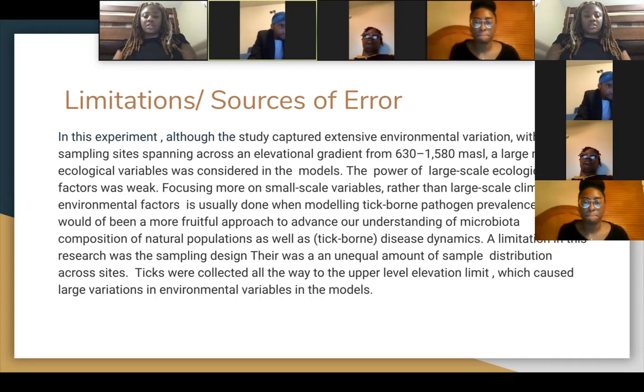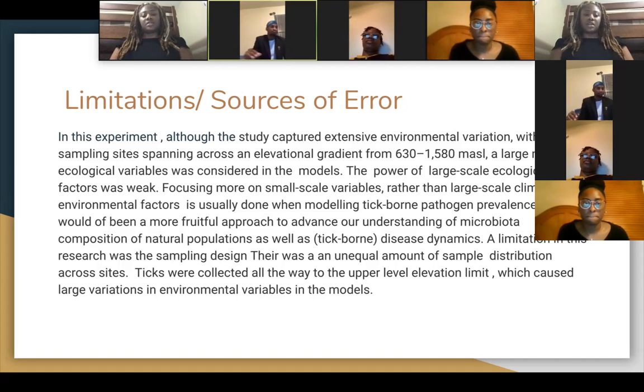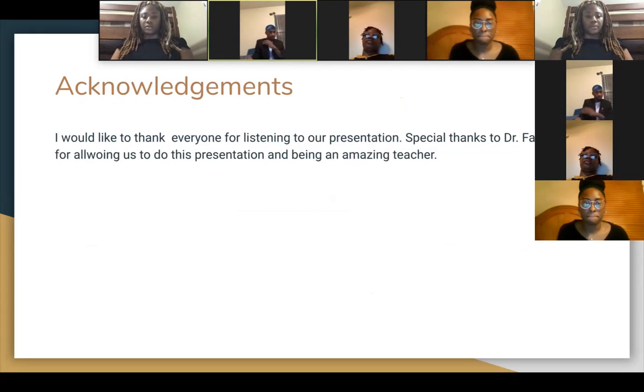A limitation in this research was the sampling design. There was an unequal amount of sampling distribution across sites. Ticks were collected all the way to the upper level elevation limit, which caused large variations in environmental variables in the models. And that is it for the conclusion.